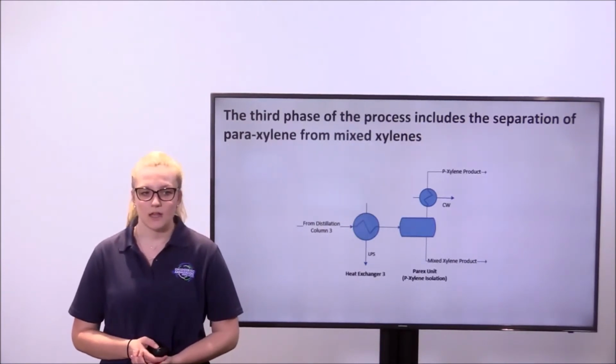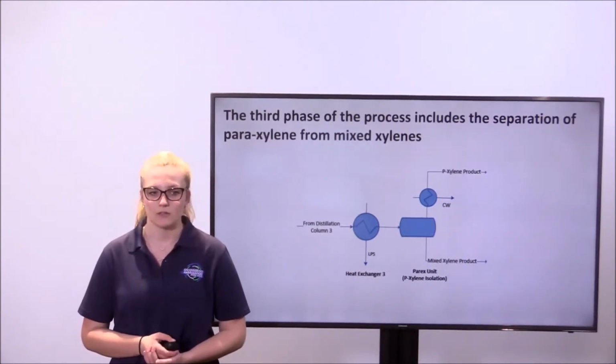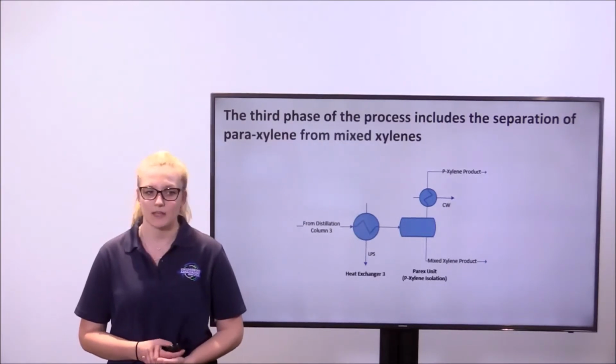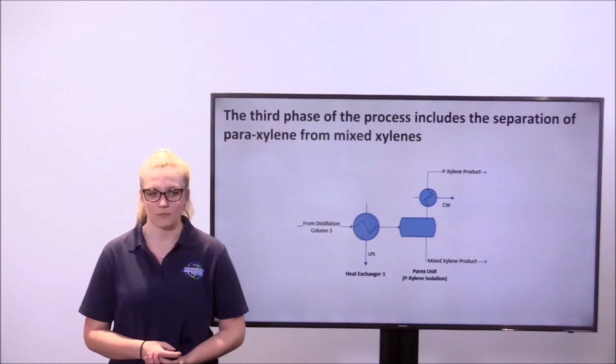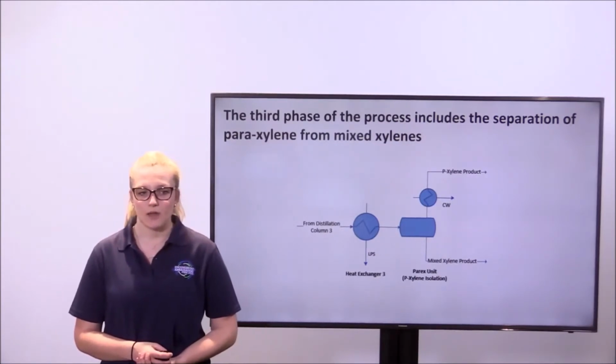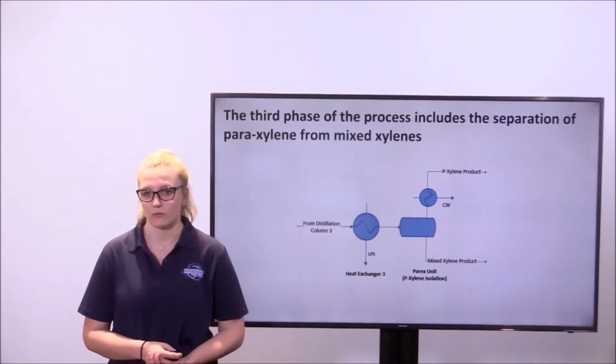So the final phase of our design uses a Parex unit, which uses adsorption to separate the p-xylenes specifically from the other xylene isomers in the mixture. The p-xylene stream is leaving the Parex at a purity of 99.9%, which is a requirement in order for it to be sold.